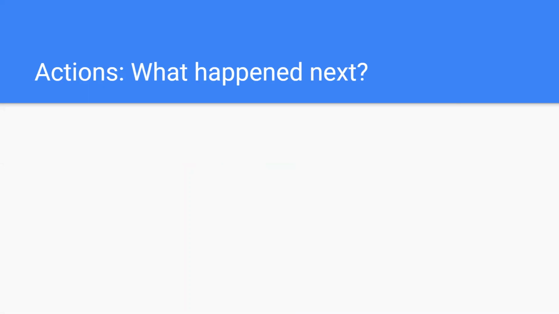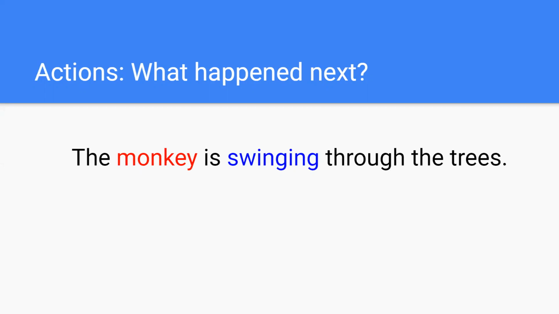The first way is by adding actions. We do this by asking, what happened next? This is the simplest method. Our starting sentence was, the monkey is swinging through the trees. To add another sentence, all we do is ask ourselves, what happened next?